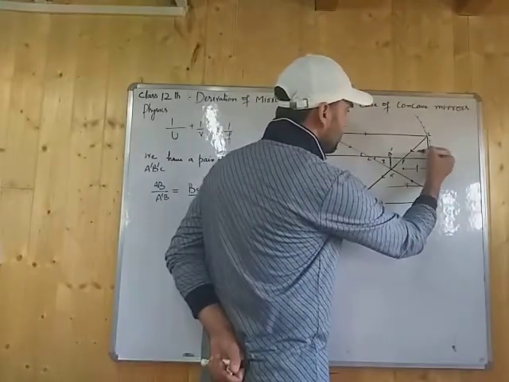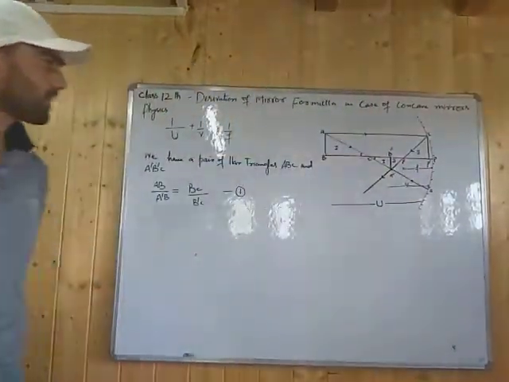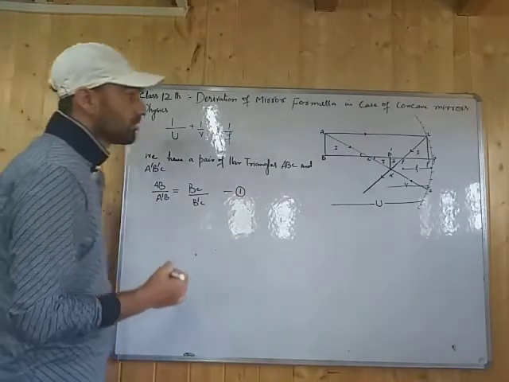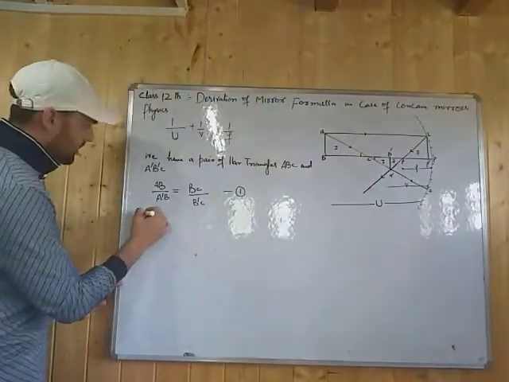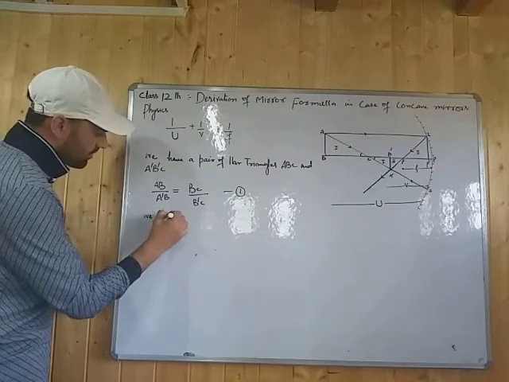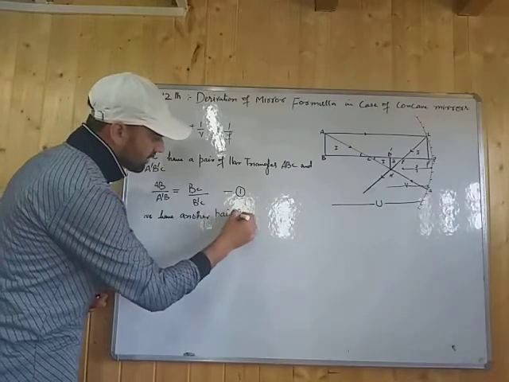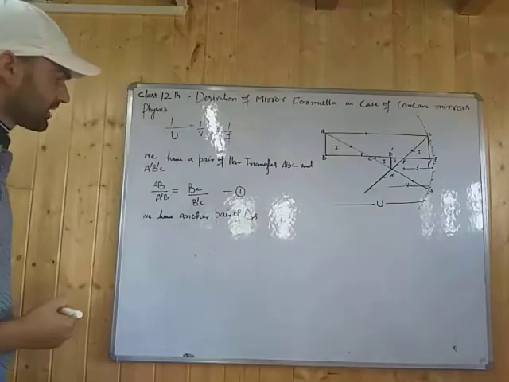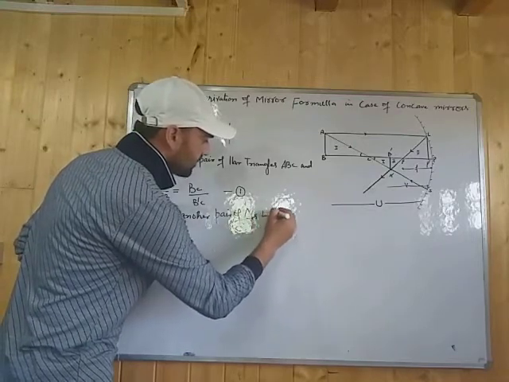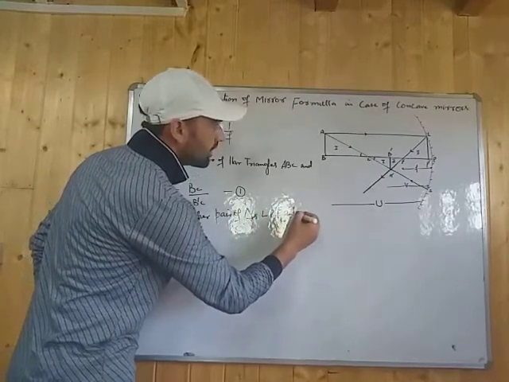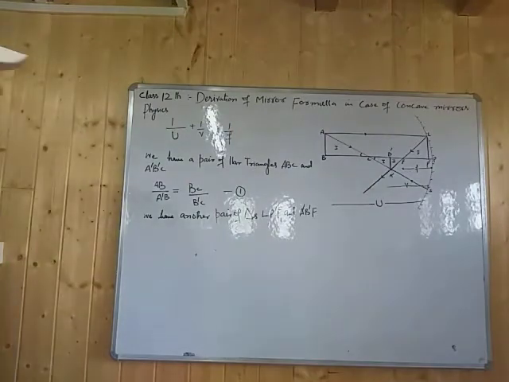LP dash F, so this is the second pair of triangles. Here we have A dash B dash F. We have another pair of triangles, LP dash F and A dash B dash F. They are also similar triangles, so the ratio of their sides will be equal.